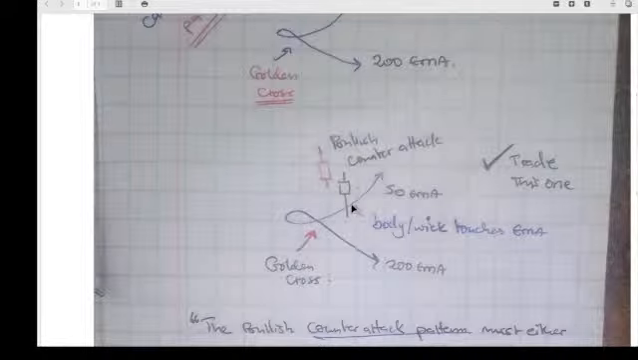Here the candlestick pattern is touching the 50-day moving average while it's above the 200-day moving average. This is called the golden cross. So this is the one you want to trade.